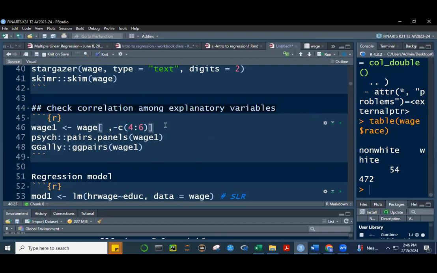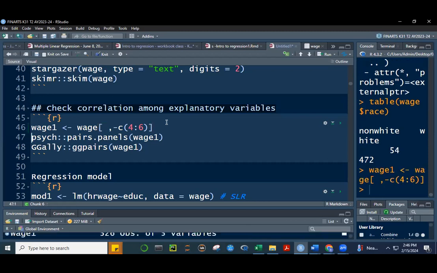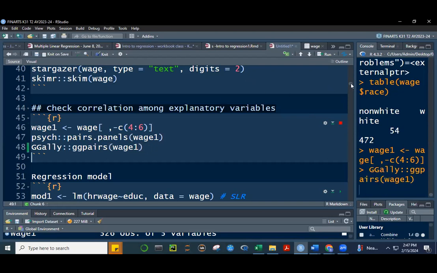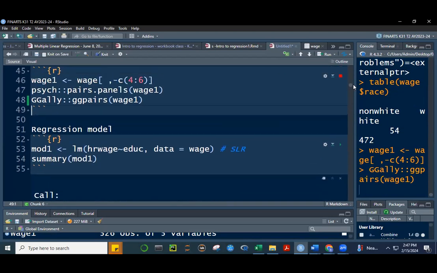So from the wage data set, we'd like to remove the categorical variables. They are from columns 4 to 6, so that what remains is just the numerical variables. So here I'm creating this object, wage1. We already did this before class, so I'm not going to stop and wait for you to do it, because I'm sure you have this in your notes. And then I'll just use the ggpairs to come up with a correlation plot.